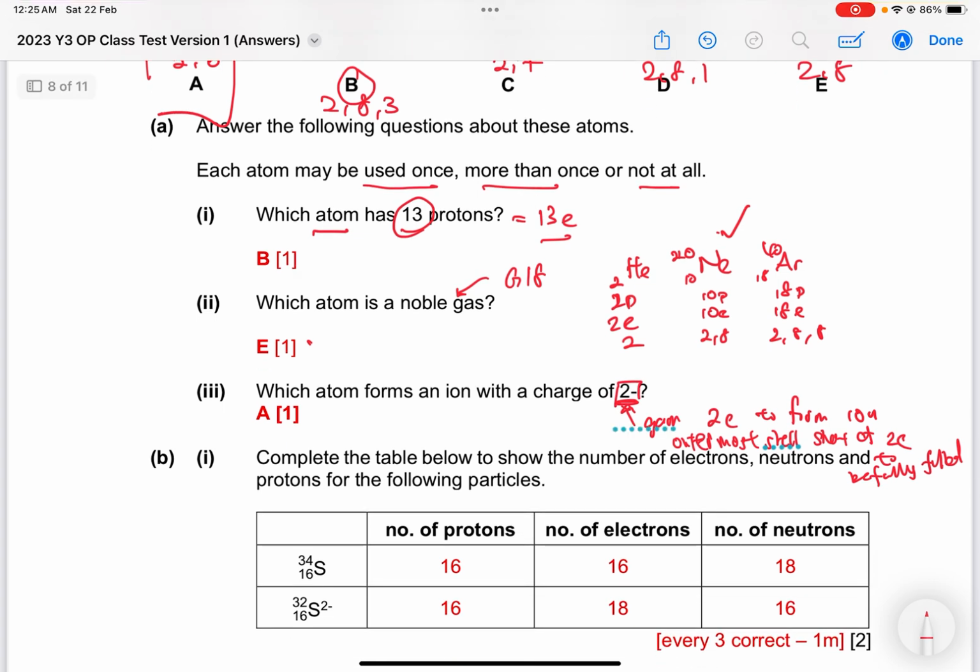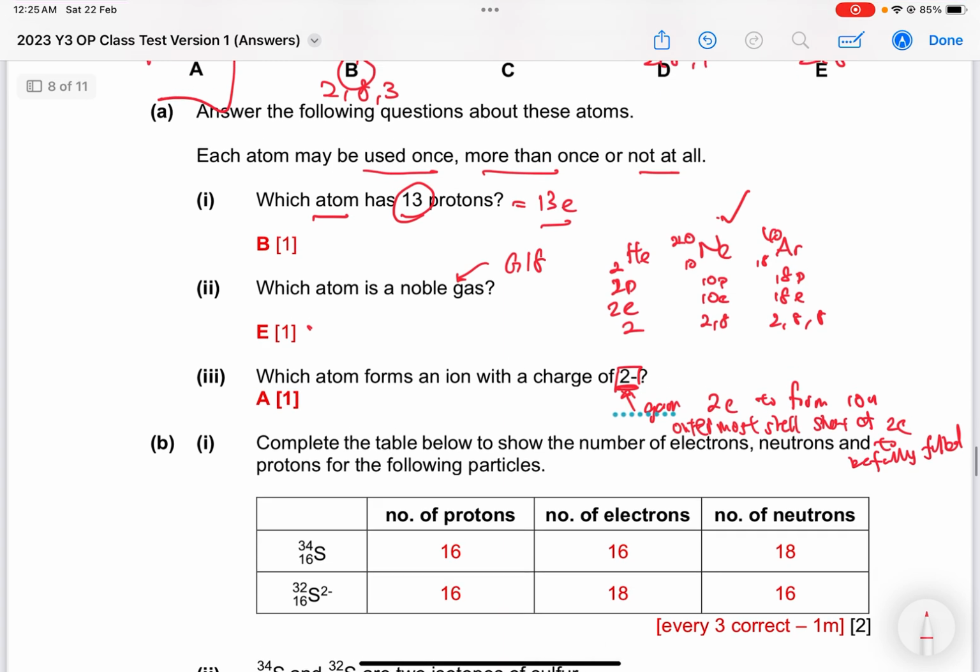Okay, B part 1. Complete the table below to show the number of electrons, neutrons, and protons for the following particles. So, sulfur 16, 34. So, this is an atom, no charge here. So, therefore, if I got 16 as a proton number, I have 16 protons. Because it's an atom, 16 electrons. Then, to get neutrons, it's 34 minus 16. Therefore, I got 18 here.